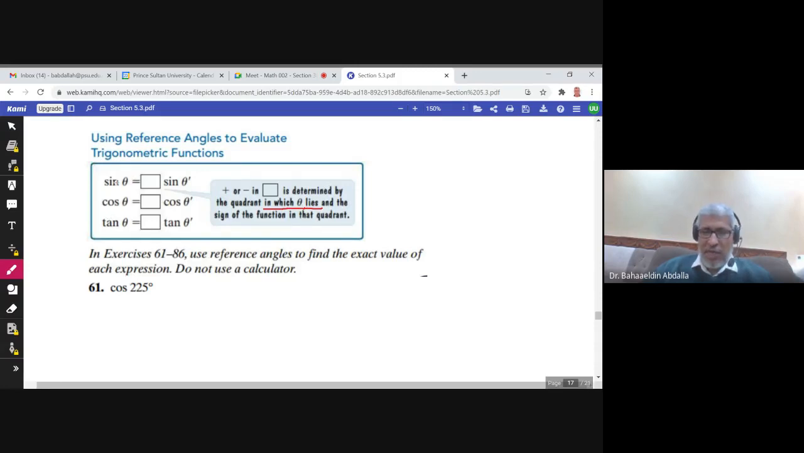If theta lies in the second quadrant, for example, then sine should be positive and cosine is negative and tan is negative and so on. Let us solve some exercises from the book. In exercises 61 to 86, use reference angles to find the exact value of each expression. Do not use a calculator. So you have to show your steps.